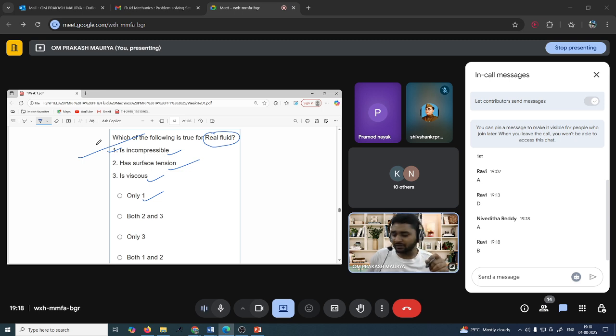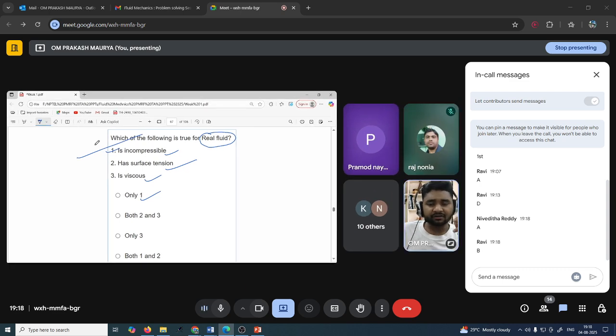Other students, please also try to participate. Just at least write your answer, whatever you are getting in your mind, based on your previous knowledge, not just the previous week's. Just try to write here. Okay. Ranjit is telling A. Okay, good. Only A.